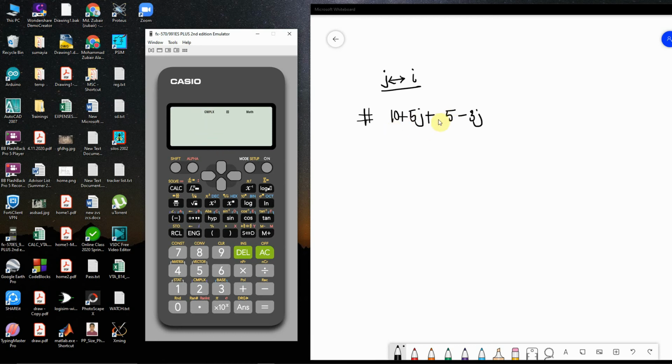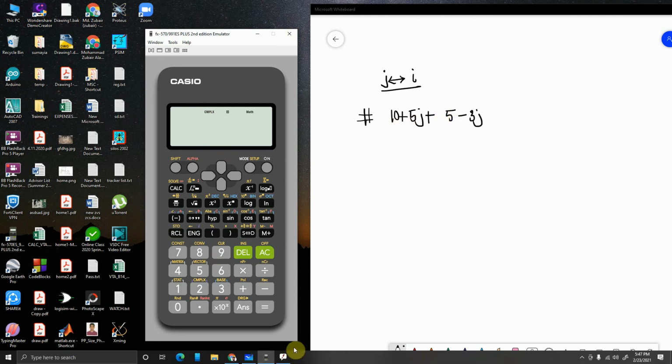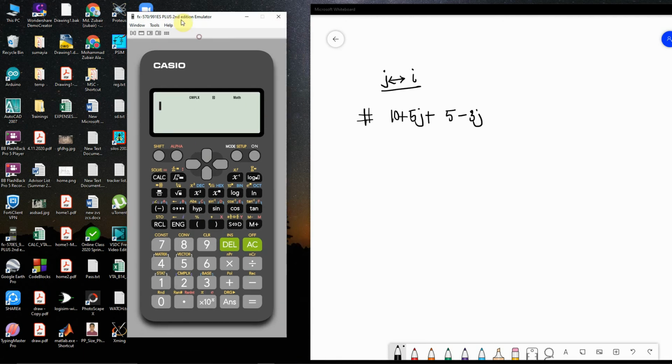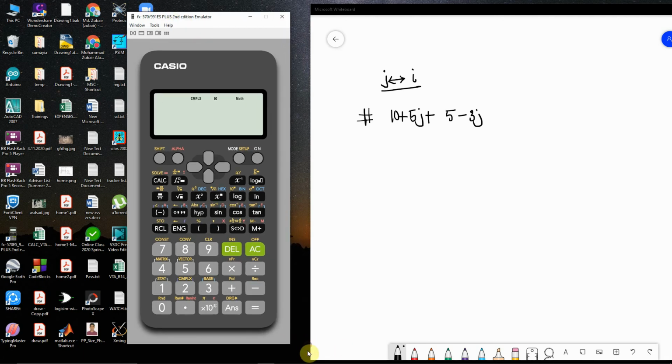Now let's do this calculation. Before doing it, let me show you one more thing. Let me make it bigger so that it is well visible. This button right here, the ENG button, on top of it you can see there is a small inscription that reads i. This i means imaginary number. So let's use this one for the imaginary part. So 10 plus 5 times i plus 5 minus 3 times i.